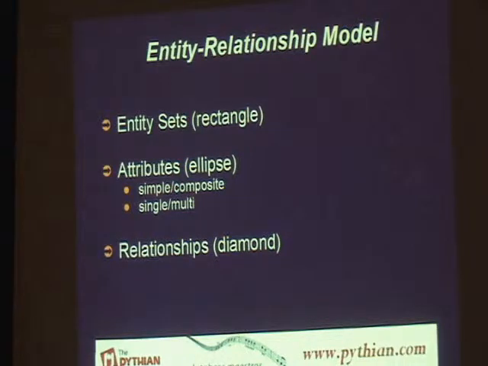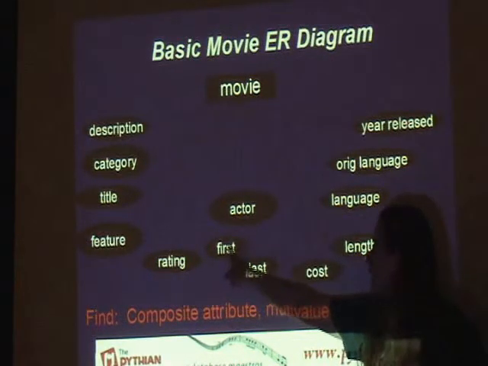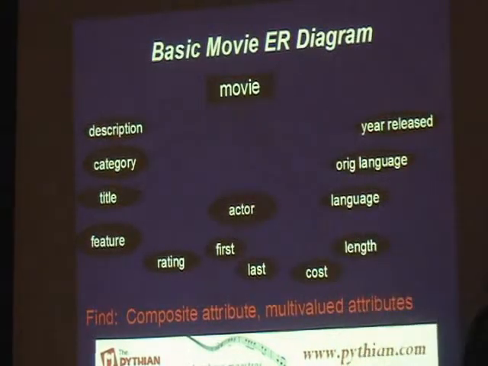And then relationships are in diamonds. All right, can you see all the lines there? It'd be better if that wasn't in black, huh? Actor has lines to first and last, and then movie has one line to each and every single one. So here's our basic movie ER diagram. We have a movie. That's our entity. It's in a rectangle. Everything else is a circle, an ellipse, an oval. So the description of the movie, over here.